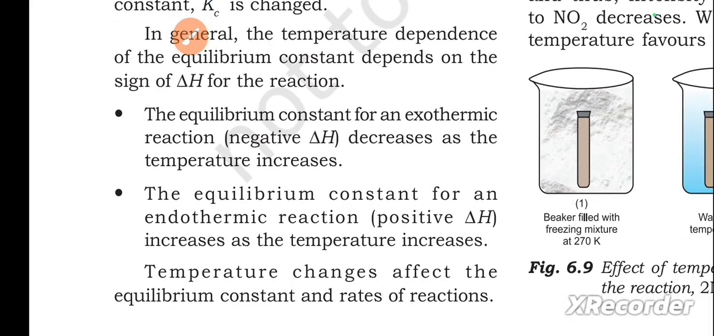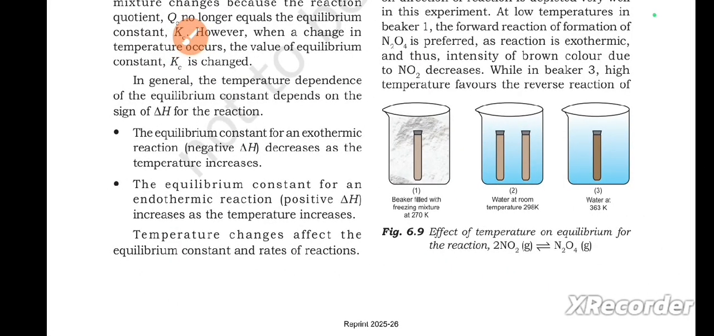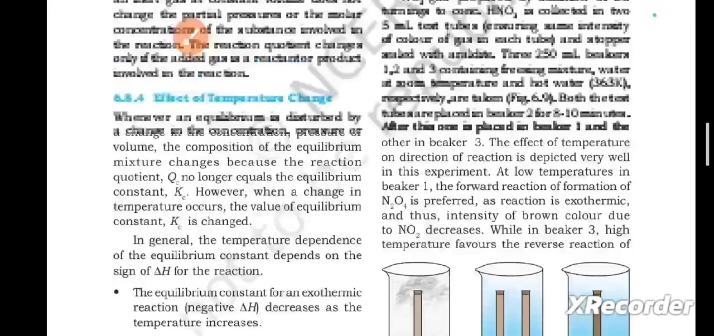In general, the temperature dependence of the equilibrium constant depends on the sign of delta H for the reaction. First one, the equilibrium constant for an exothermic reaction decreases as the temperature increases. Next, the equilibrium constant for an endothermic reaction increases as the temperature increases. Temperature changes affect the equilibrium constant and rates of reactions.